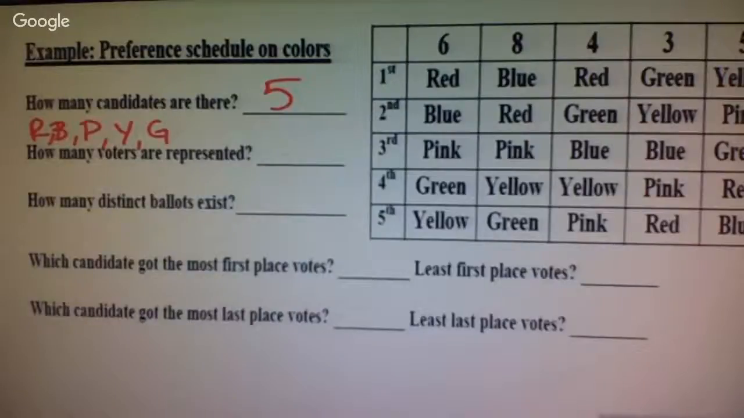How many voters are represented? 26. Again, you get that from adding up the total at the top. So 6, 8, 4, 3, and 5. And how many distinct ballots do I have? 5. We've got 5 columns, so 5 distinct ballots.